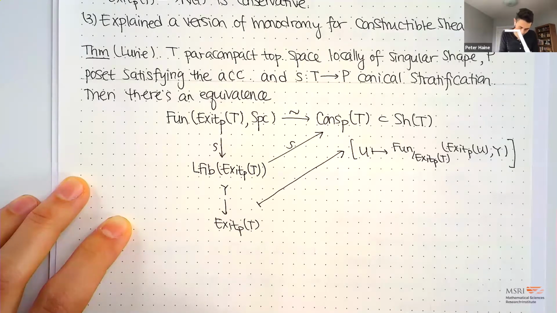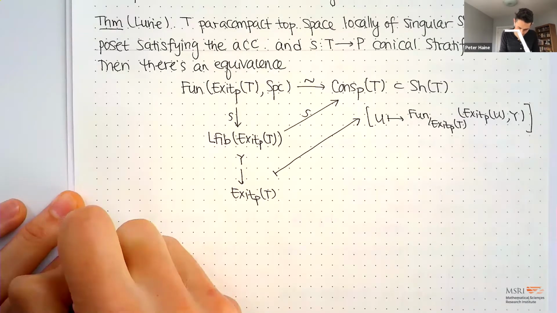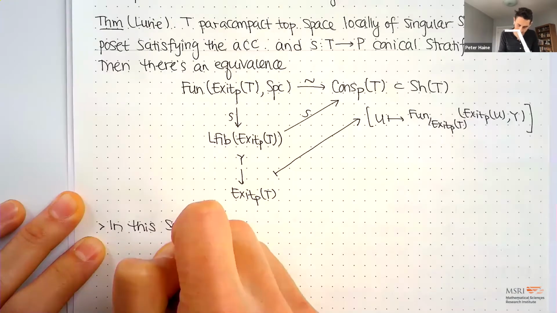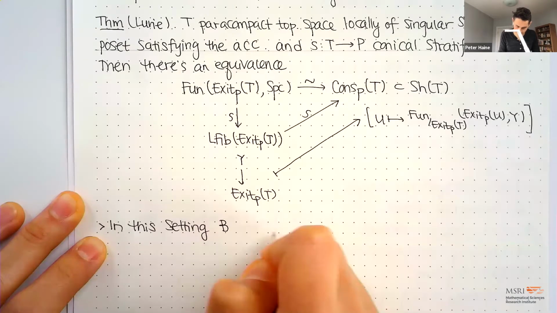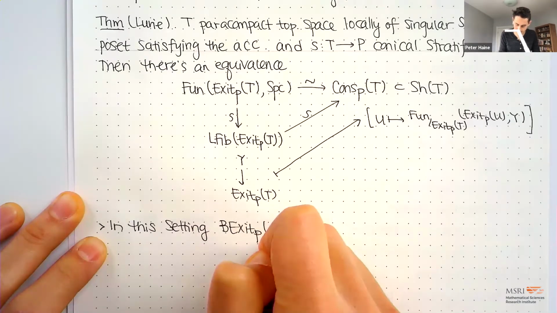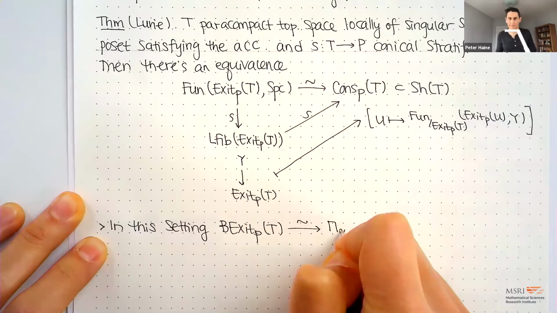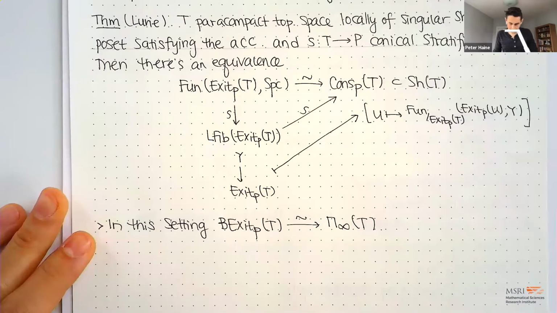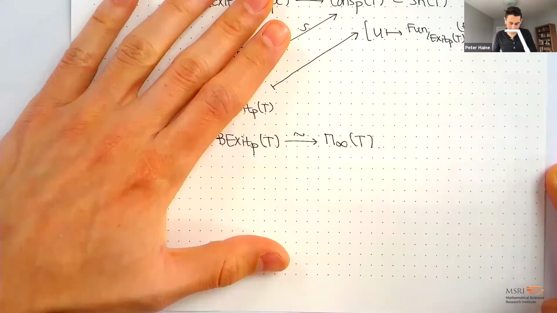And another thing to note is that in this setting, if I invert everything, which I'm just writing as B, in the exit path infinity category, this is equivalent to the underlying homotopy type of that topological space. Okay, and something I didn't mention last time, but I wanted to mention this time.